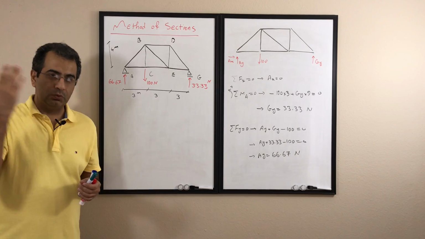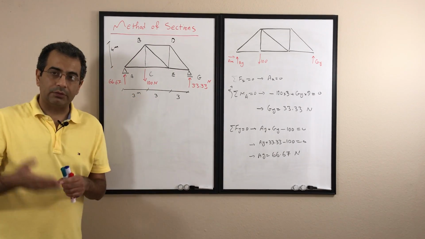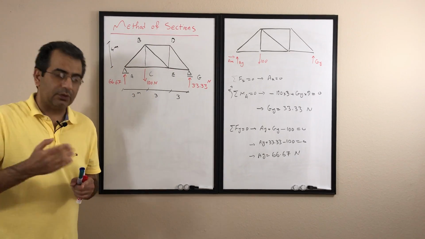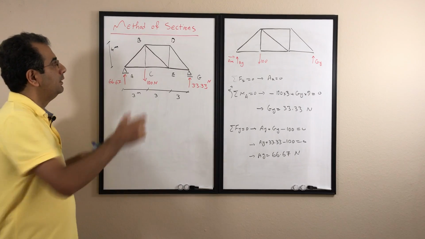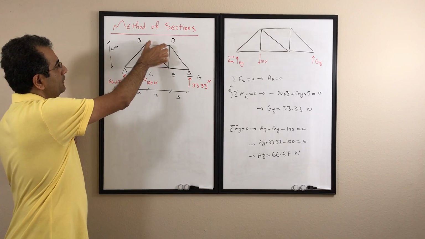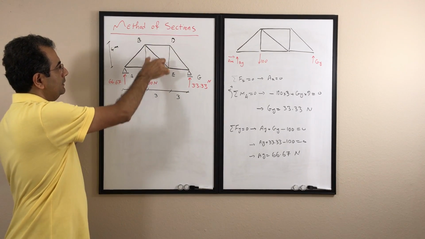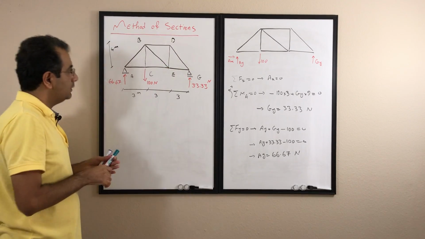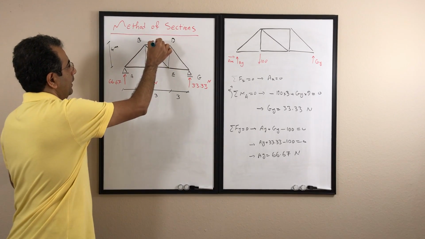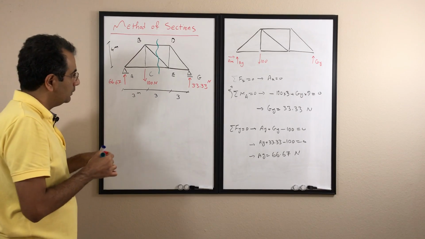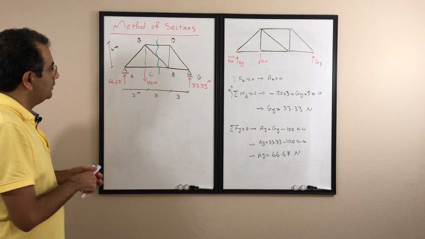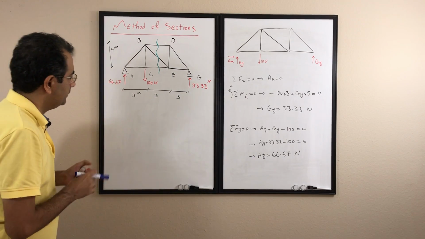Now I'm going to cut through the truss. Remember, cut through the members I want to find the force in. So I want to find the force through BD, BE, and CE, these three. So I'm going to cut through those three and split the truss into two sections.